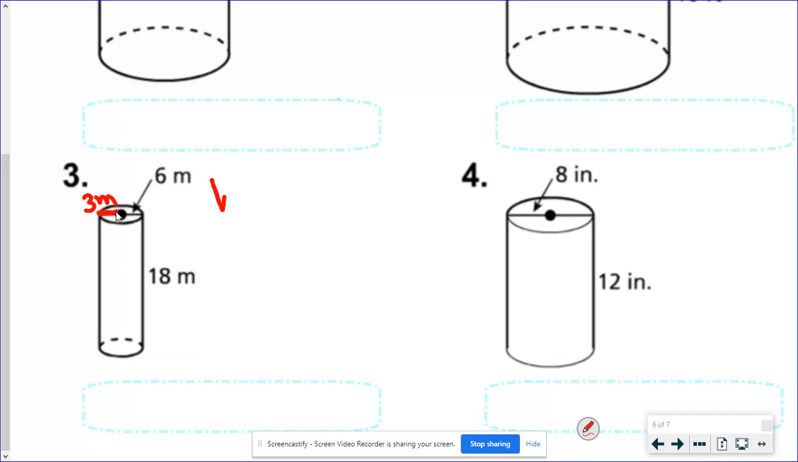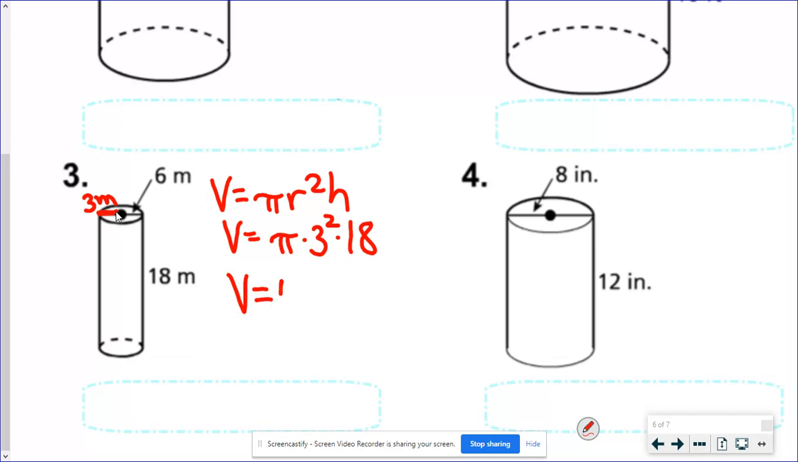So I would start with my formula, V equals pi r squared h. Pi, the radius is 3 squared and the height is 18. Again, we are going to do another unit with exponents. I'm telling you right now, people get confused on 3 squared. They want to say it's 6. It's not 3 times 2. I'm talking about 3 times 3, which is going to be 9 times 18. As an exact answer, this would be 162 pi.